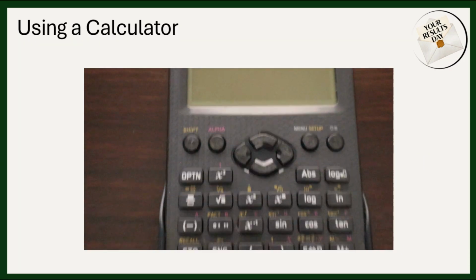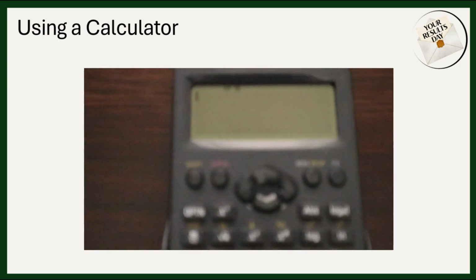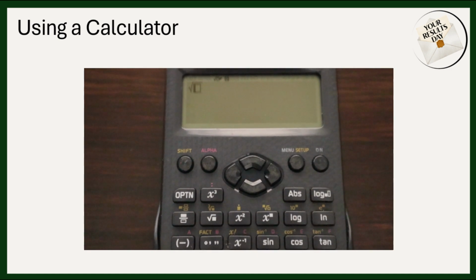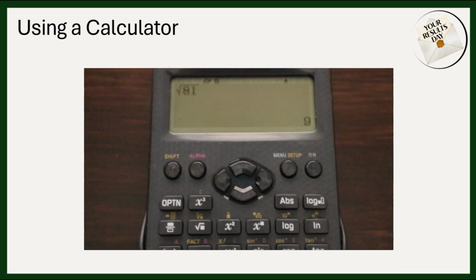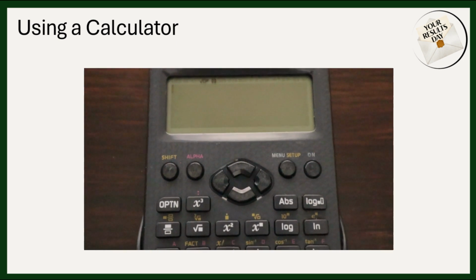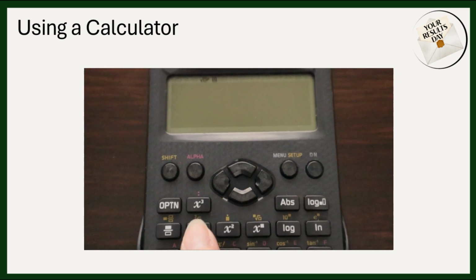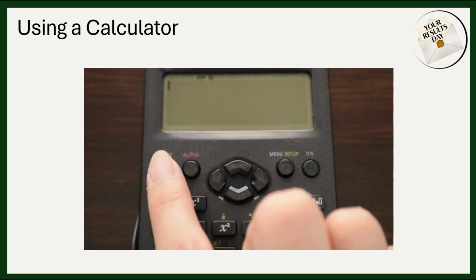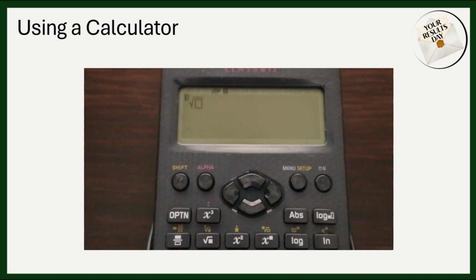If we are inputting square roots into our calculator, the ordinary square root is here. So I can type in the square root of 81 and hit equals to get my answer. If I want cubed root, there is shift and square root specifically to get cubed root, but it's easier to remember that if you press shift and this button, you can input any higher root.